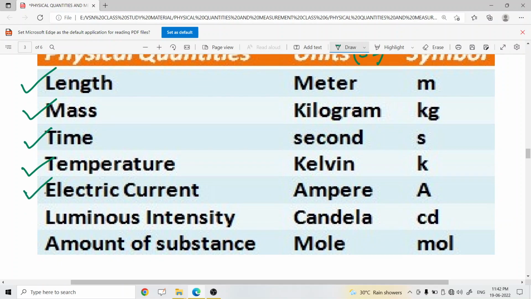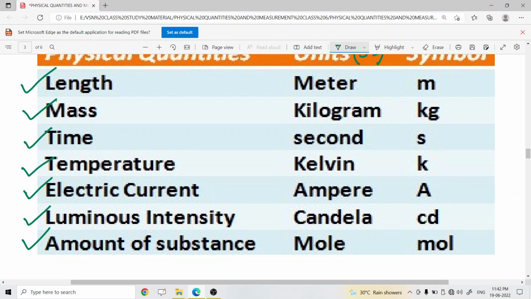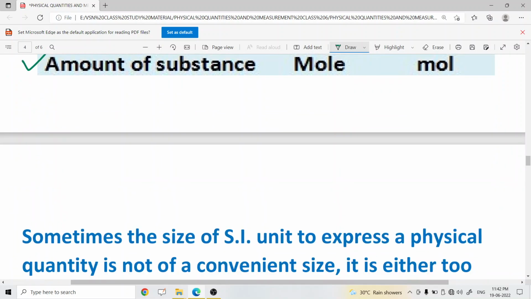And electric current, ampere, symbol is A. Luminous intensity, candela, symbol is cd. And the final one, that is amount of substance, mole, SI unit, and symbol is mol. Generally in our book, the first four are in our syllabus, so we just have to remember the first four. That is necessary for this chapter: length, mass, time, and temperature.